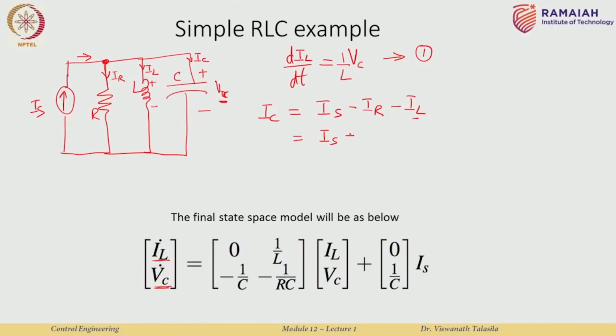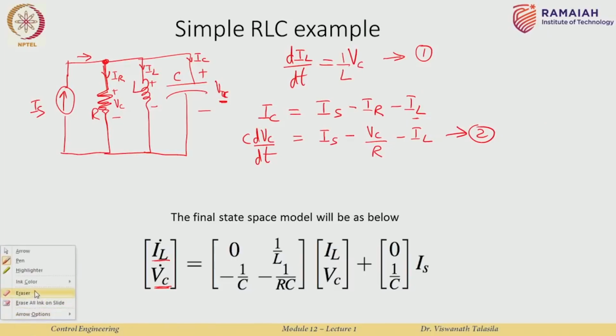For IR, the current flowing through the resistance branch, if you consider the voltage drop across it to again be Vc, because all these branches are in parallel, then IR is nothing but Vc divided by R. IL of course stays as it is. What about IC? The current through the capacitor, as you know, is given by C dVc by dt. So, this is equation number 2.